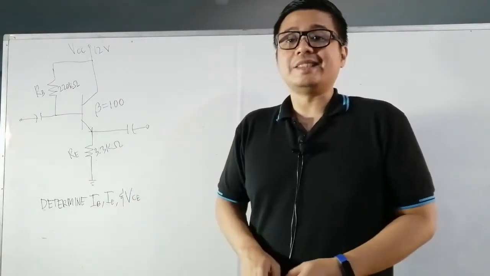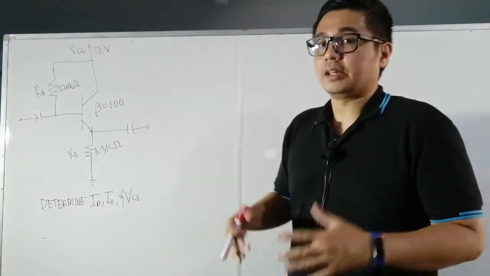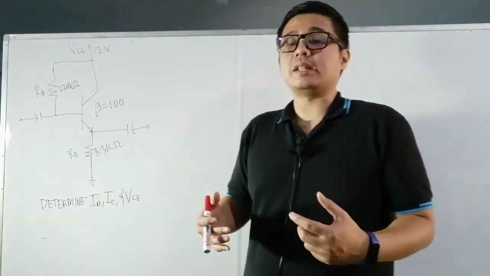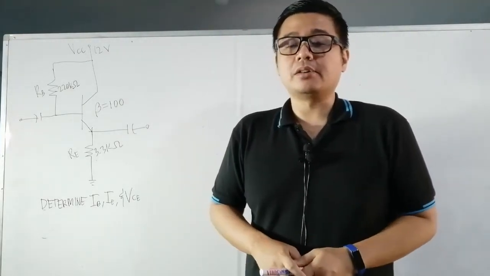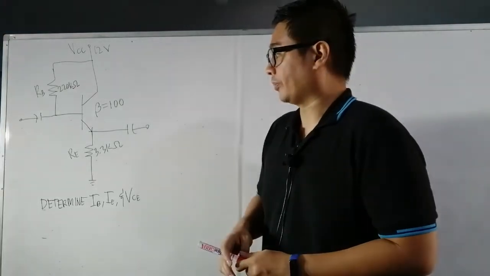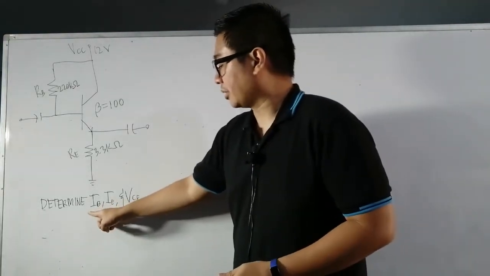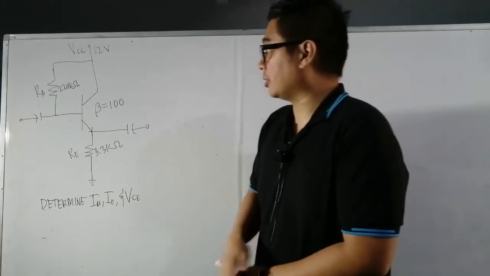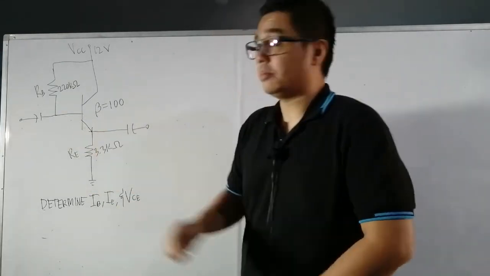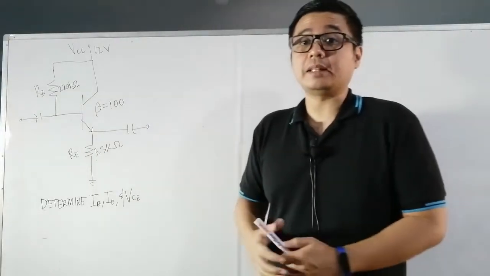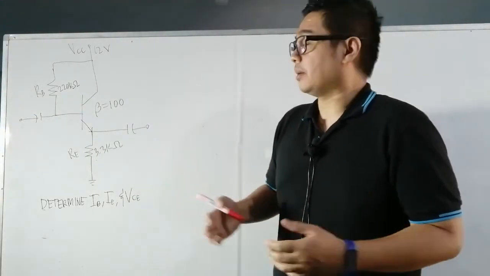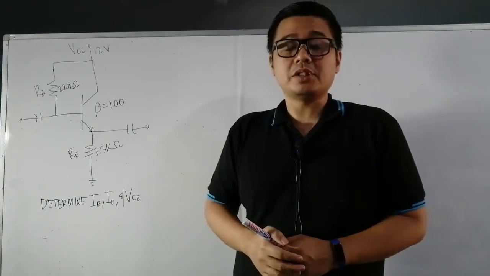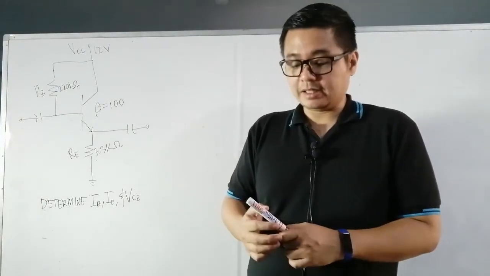So these are all DC parameters. Sa next discussion natin, we will discuss the AC parameters naman ng common collector configuration. For this one, in order for us to solve for I sub B, kukunin natin dito yung base and emitter sides, yung parang ginawa natin kanina. All capacitors are considered to be open circuit pagdating sa DC analysis.